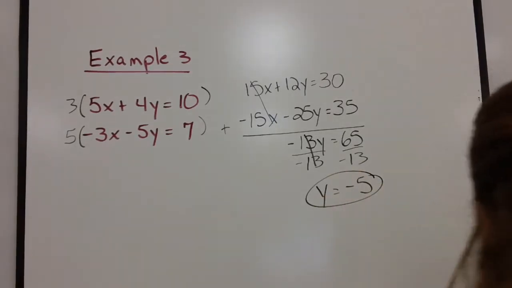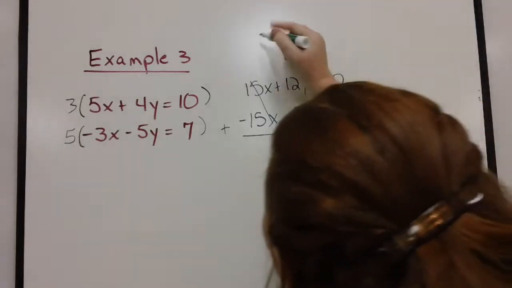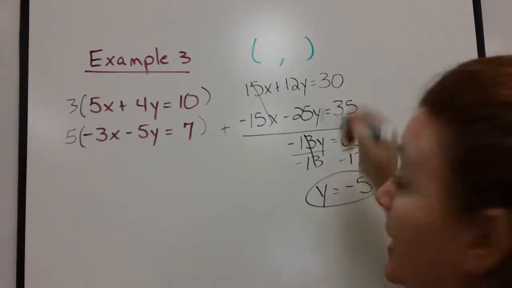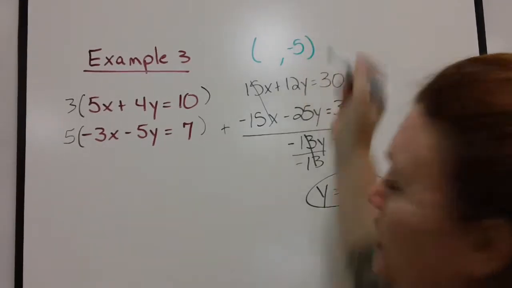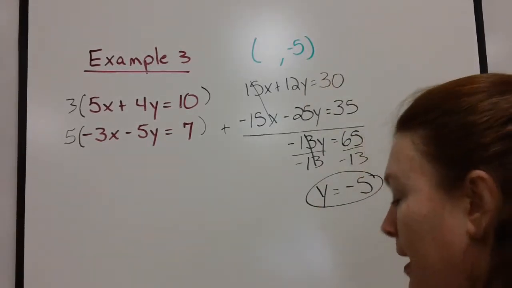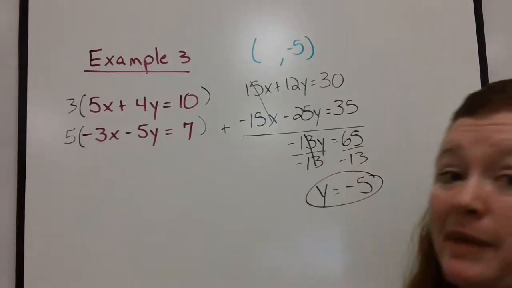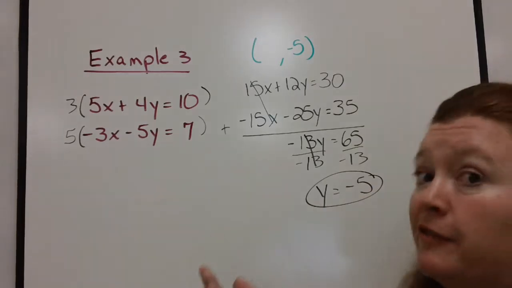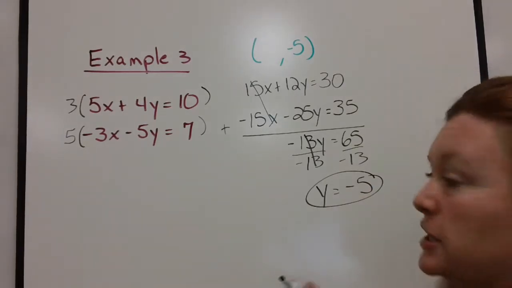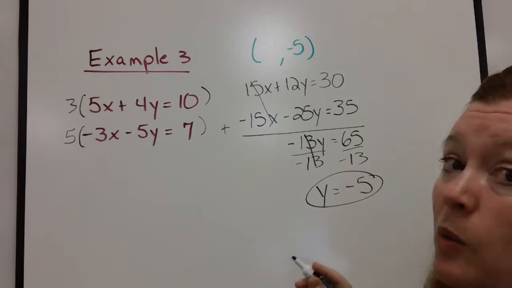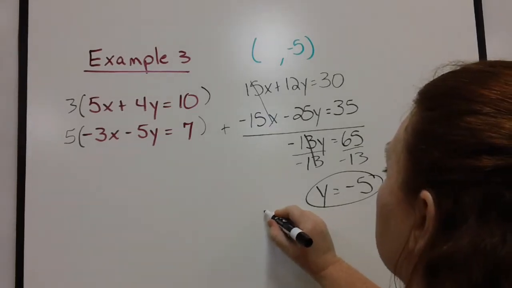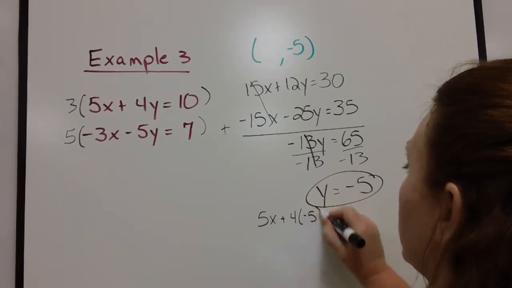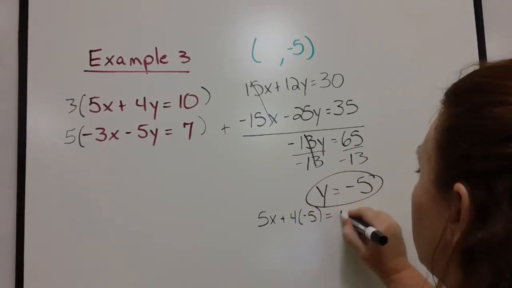So, let me get that green marker out again. There's my answer. I think y is negative 5. Make sure to put it in the right spot. And when you plug it in, make sure you're plugging it in for the correct variable. I'll pick the first equation because it's first, and I need to solve and figure out what x is. 5x plus 4 times y, which is, I hope, negative 5, equals 10.